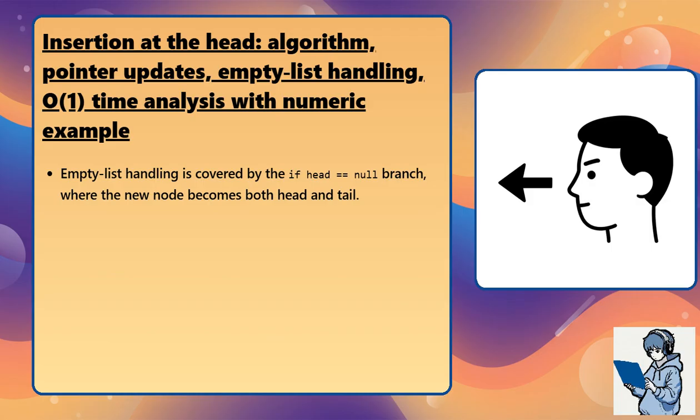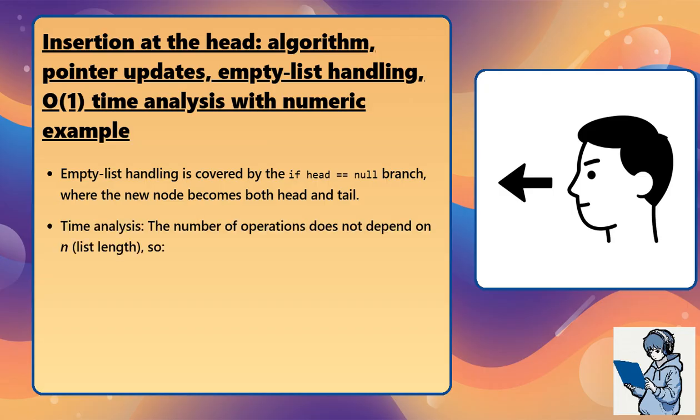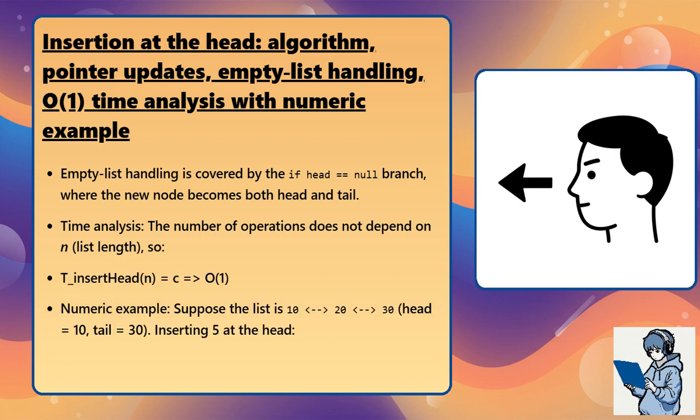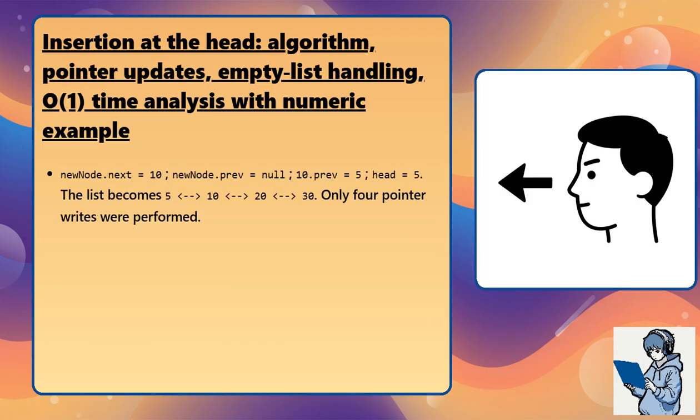Empty list handling is covered by the if head is null branch, where the new node becomes both head and tail. Time analysis: the number of operations does not depend on n, the list length, so T_insertHead(n) = C, which implies O(1). Numeric example: suppose the list is 10 linked to 20 linked to 30, with head equals 10 and tail equals 30. Inserting 5 at the head: newNode.next equals 10, newNode.prev is null, 10.prev equals 5, head equals 5. The list becomes 5 linked to 10 linked to 20 linked to 30; only 4 pointer writes were performed.